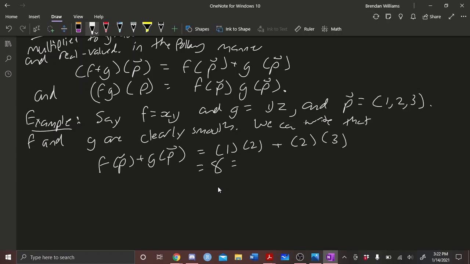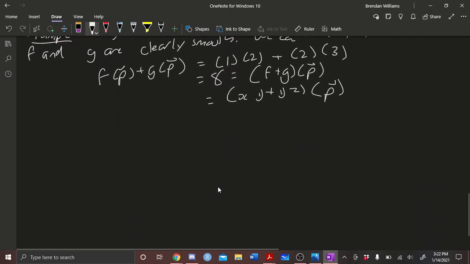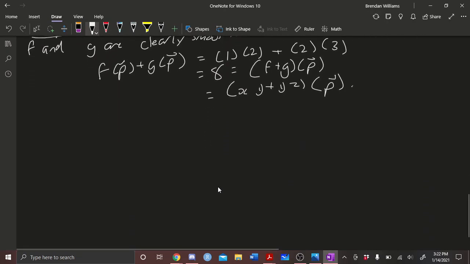But it doesn't make a difference. We could have just done this in the other order. In other words, added f and g first and then plugged in the point. So xy plus yz of p, and that's of course still going to be 8. And the same thing's going to be true for multiplication. So it makes sense why this is true. There's a little bit more to it, I think, though.